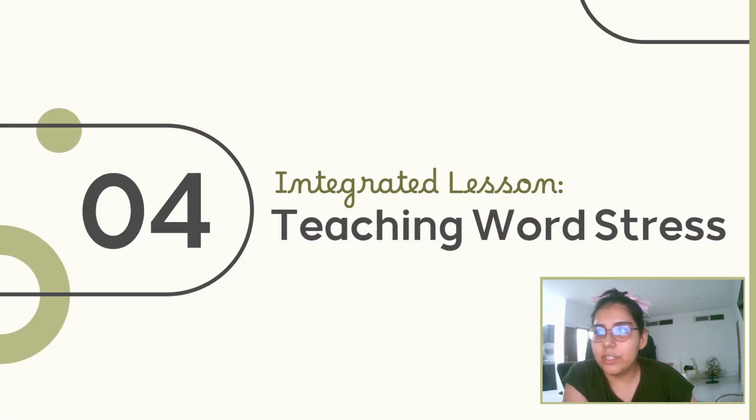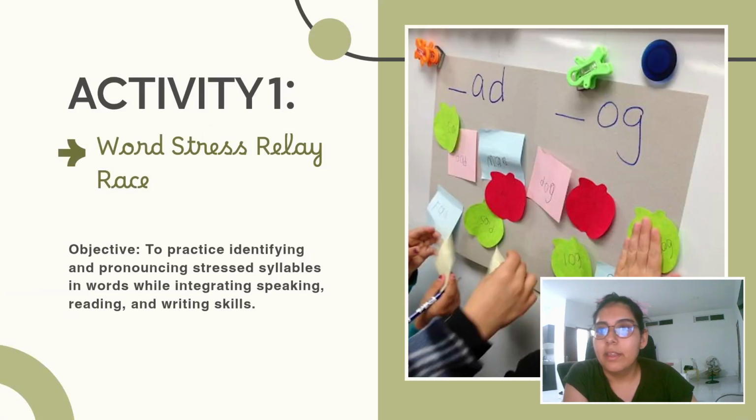Now we have teaching word stress. Activity 1, word stress relay race. The objective is to practice identifying and pronouncing stressed syllables in words while integrating speaking, reading, and writing skills. This is one of my favorites. The materials we need is a list of multi-syllable words.